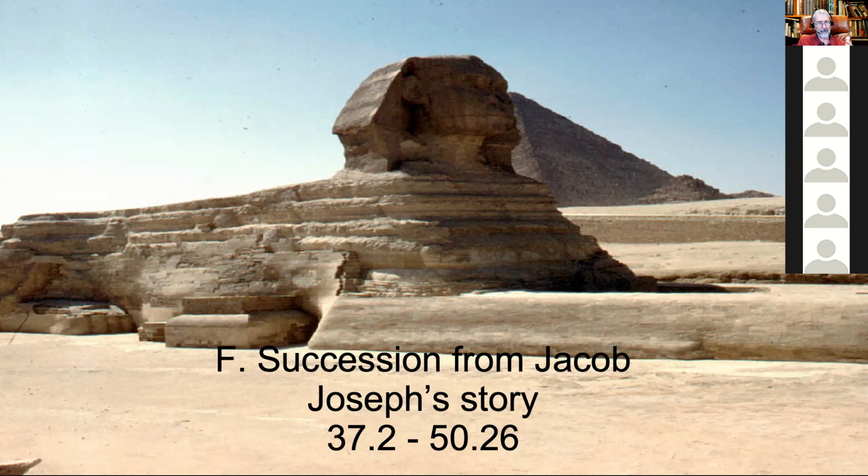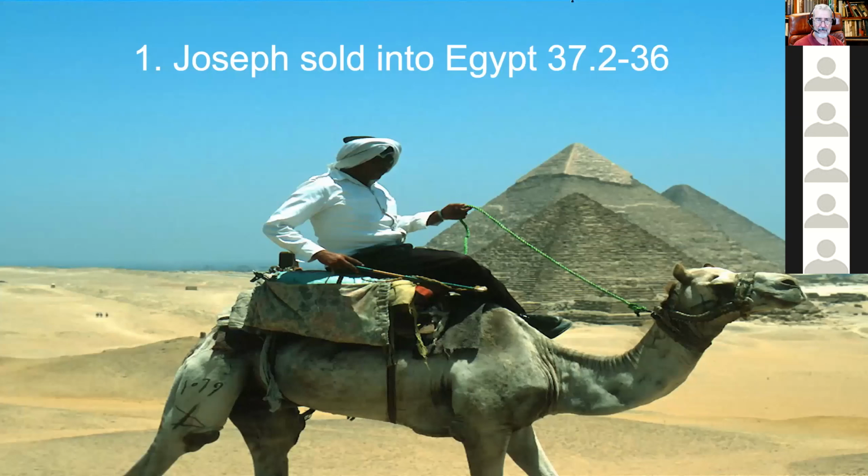Things like the pyramids way in the background there and this great Sphinx were already ancient by the time Joseph went to Egypt. He certainly saw this very same scene. This was his location and his place of work. The story of Joseph starts off in chapter 37.